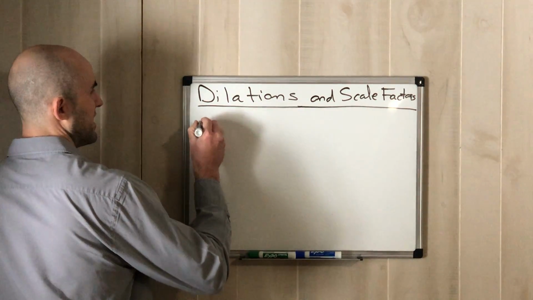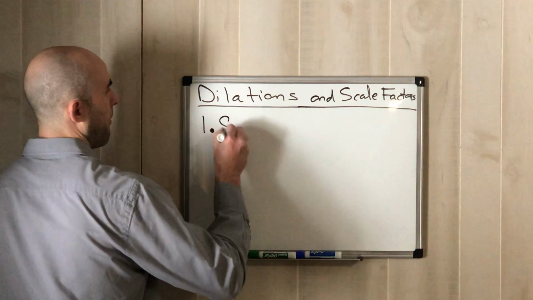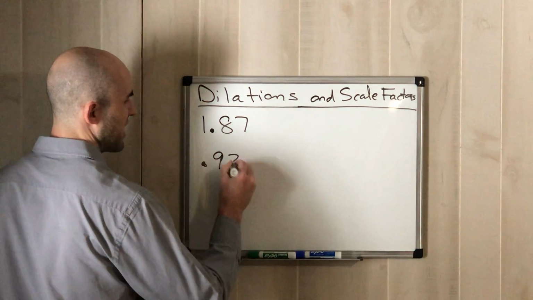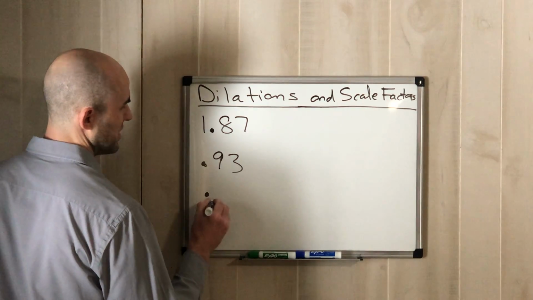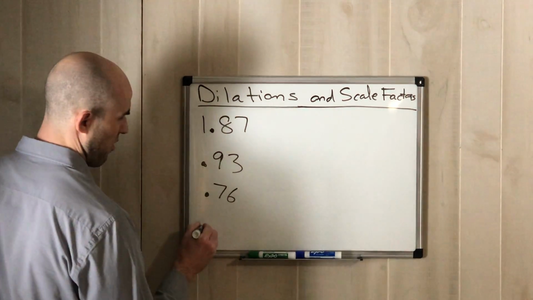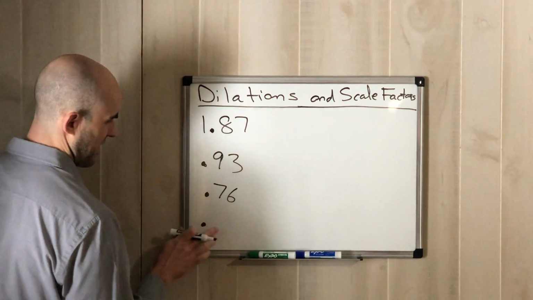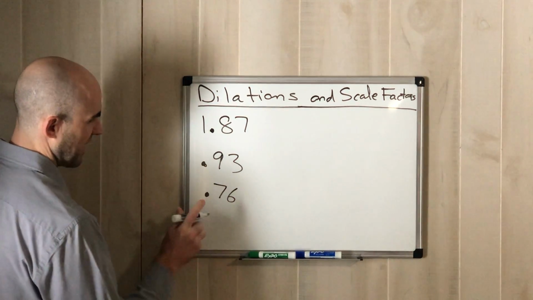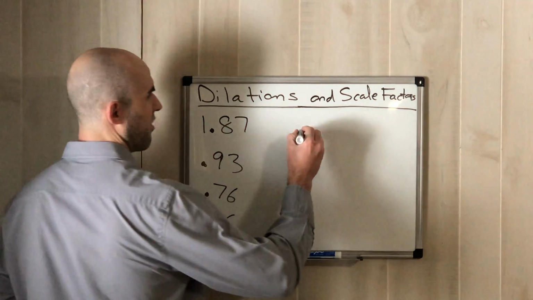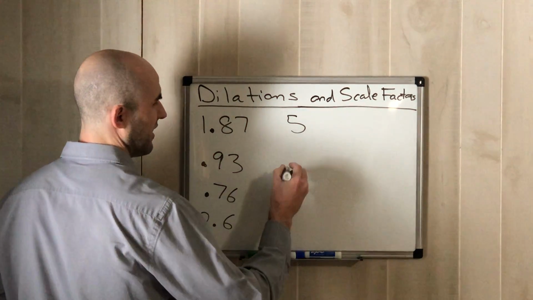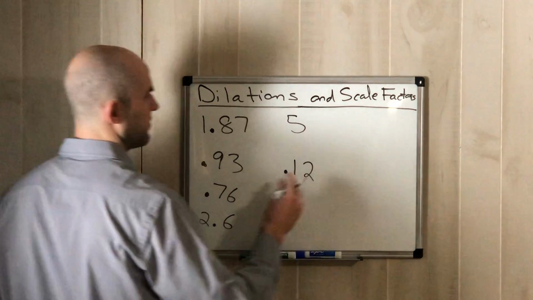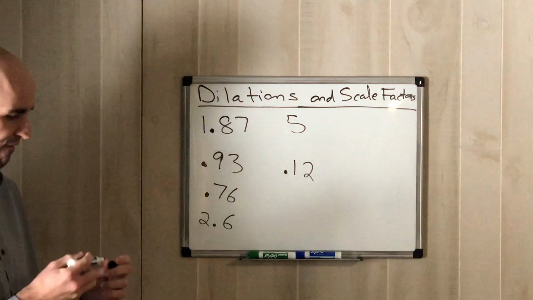So what I mean is, if I were to look at the scale factor of 1.87, let's say I looked at the scale factor of 0.93, let's say I looked at one that was 0.76, and let's say I looked at one that was 2.6, another one that's 5, another one that's 0.12. We have those 6 scale factors, right?